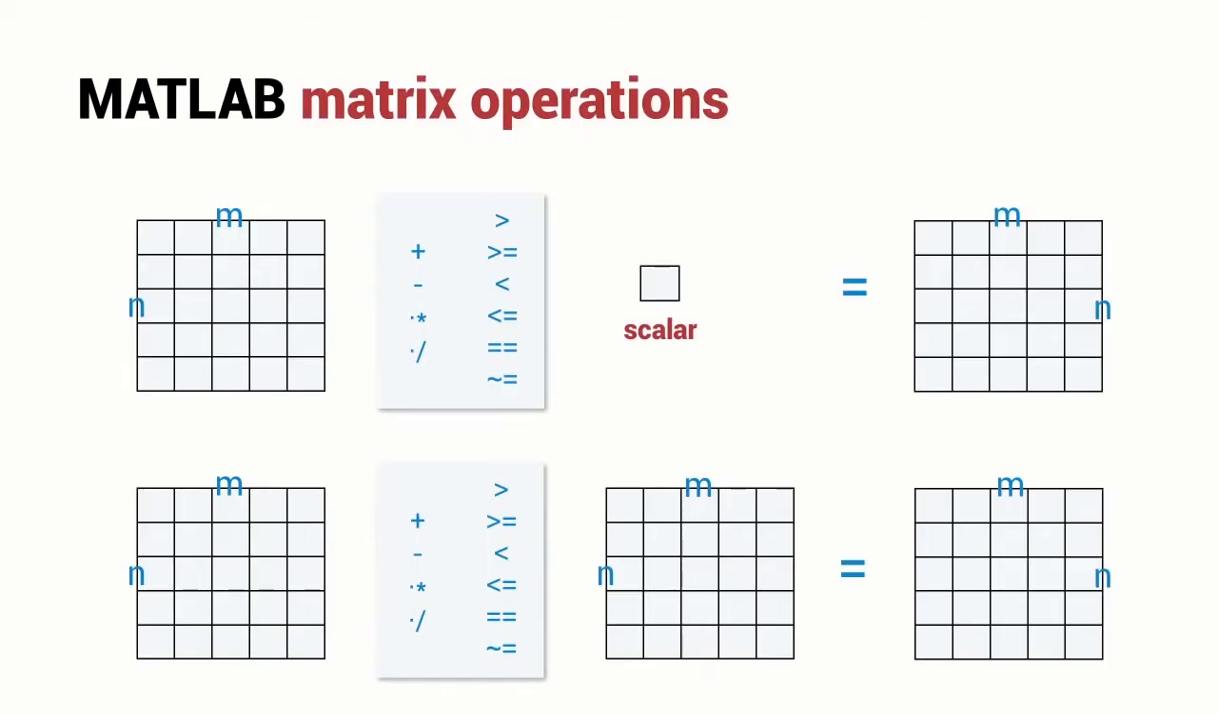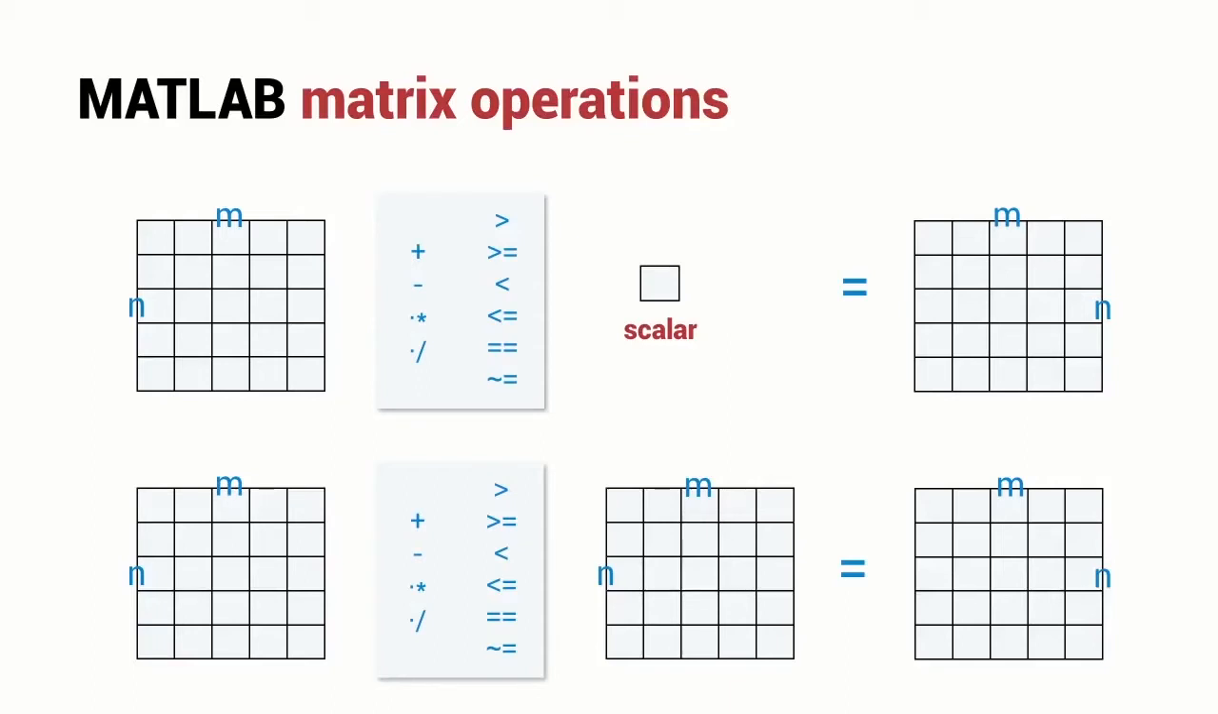Let's summarize what we've learned in this lecture. MATLAB supports a number of operations between matrices and scalars and matrices and matrices. In the case of a matrix and a scalar, what happens is that the scalar is applied to every element of the input matrix, and those results are placed into the corresponding elements of the output matrix.